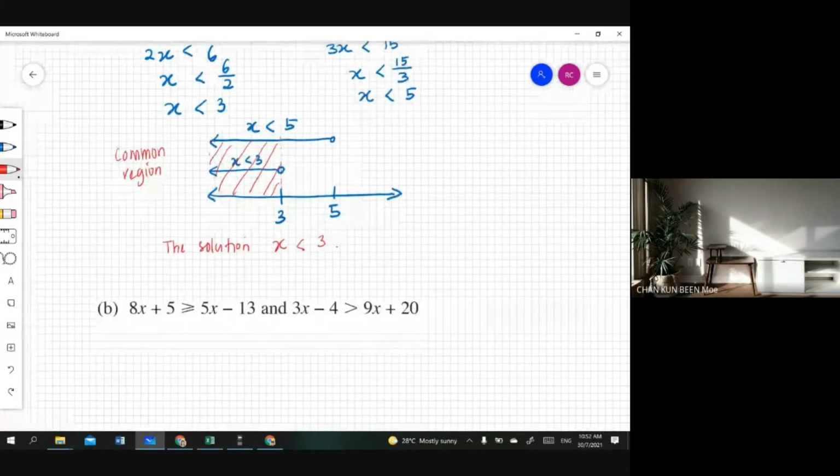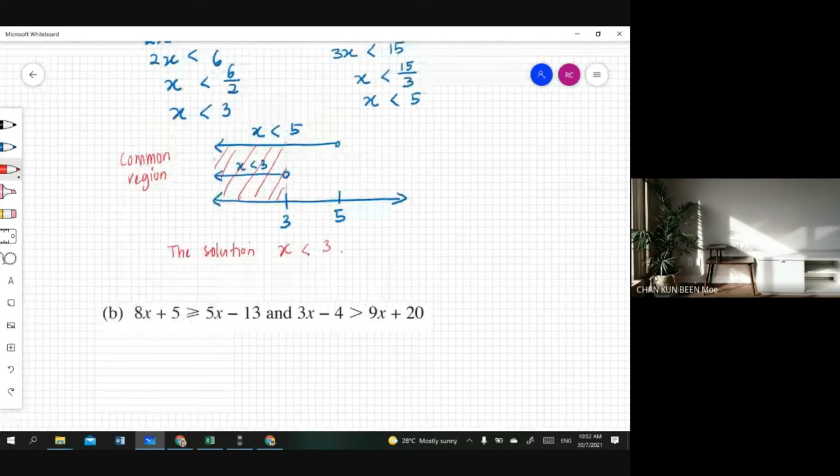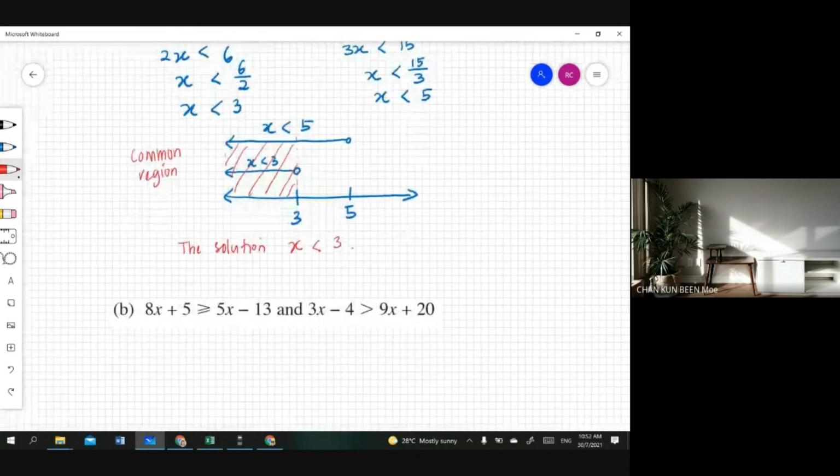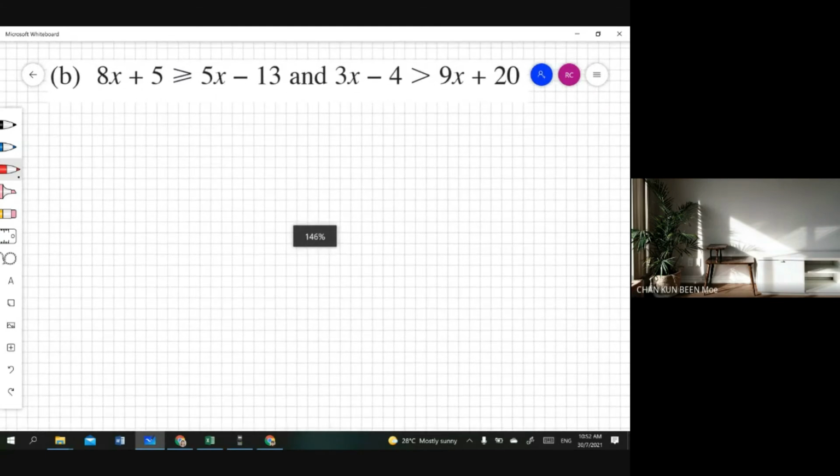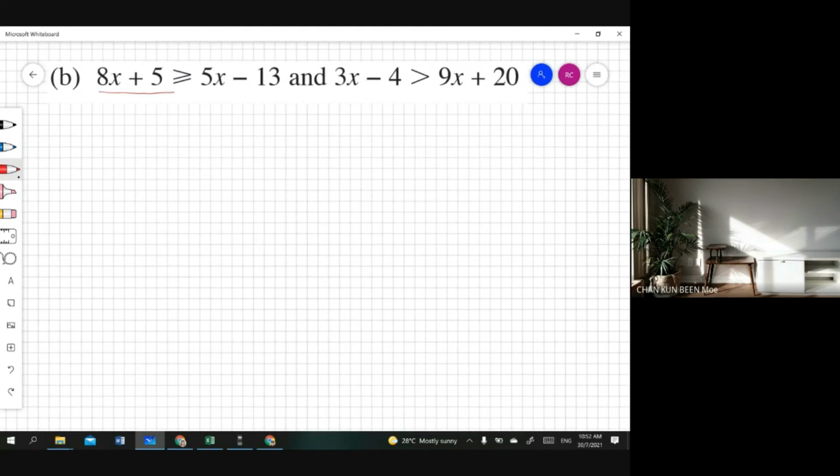This is example B in your book. So this is how we solve the simultaneous linear inequality. If you look at this question over here, same thing. We have two linear inequalities. This is the first linear inequality. This is the second linear inequality. So we are going to solve it separately. At x plus 5 greater than or equal to 5x minus 13. So we have x on both sides. We are going to group them together. I just group it to the left.